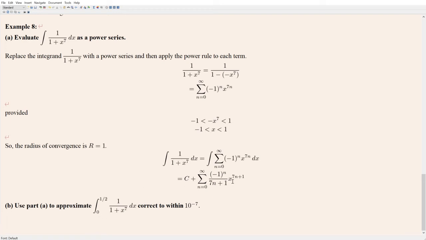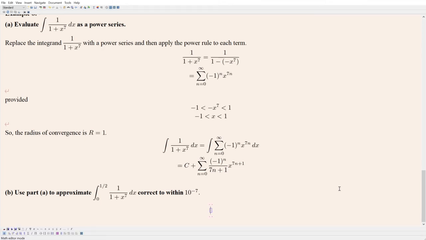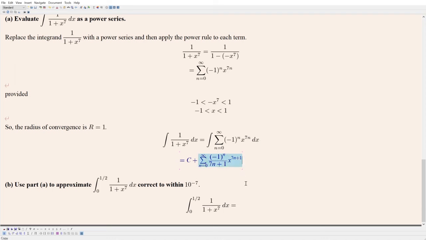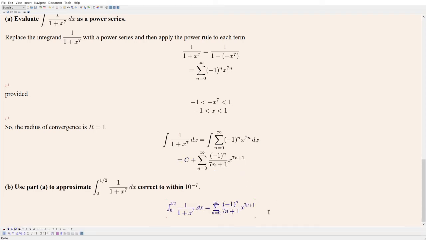Okay, well, now that we have an antiderivative, in some sense, let's figure out what this definite integral is. And because we're going to be evaluating an infinite series, by necessity, we're going to have to get an approximation. So we want the approximation to have an error of less than 10 to the negative 7. So we'll use one of our estimation tests to do that. Okay. So we know the antiderivative is this. So it's going to be this, but evaluated between 1/2 and 0.